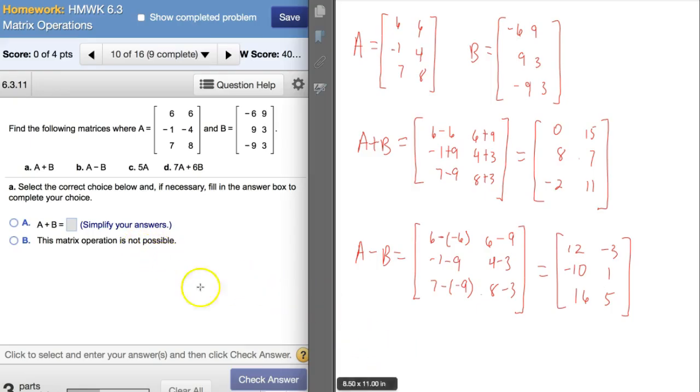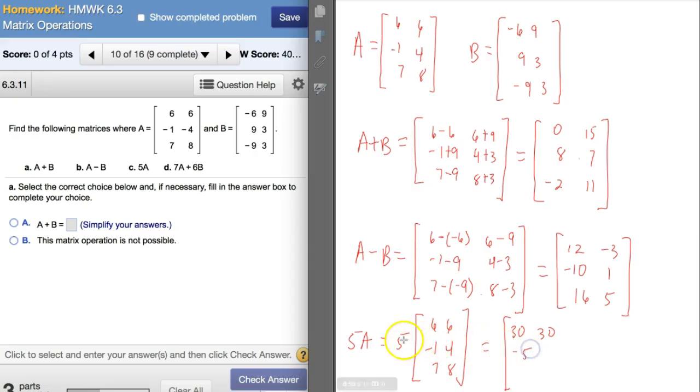Now, if we say 5 times A, then of course all that's going on there is we're multiplying each of our elements in matrix A by 5. Which makes it pretty simple to do. So that's 5 times 6 is 30. So 30 once and 30 twice. 5 times negative 1 is a negative 5. 5 times 4 is 20. 5 times 7 is 35. 5 times 8 is 40.